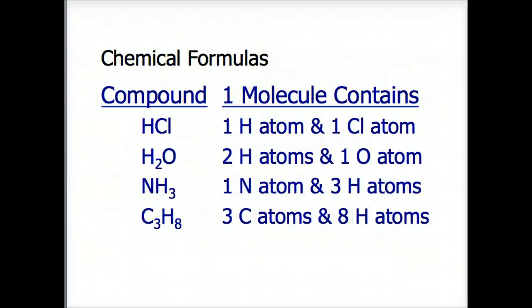So when I look at how these formulas tell me something about a particular molecule, I can see that here. If I have the formula HCl, I have one atom of hydrogen and one atom of chlorine. H2O, two atoms of hydrogen, one atom of oxygen. Ammonia, NH3, one atom of nitrogen, three atoms of hydrogen. And then in C3H8, which is propane, I have 3 atoms of carbon and 8 atoms of hydrogen.